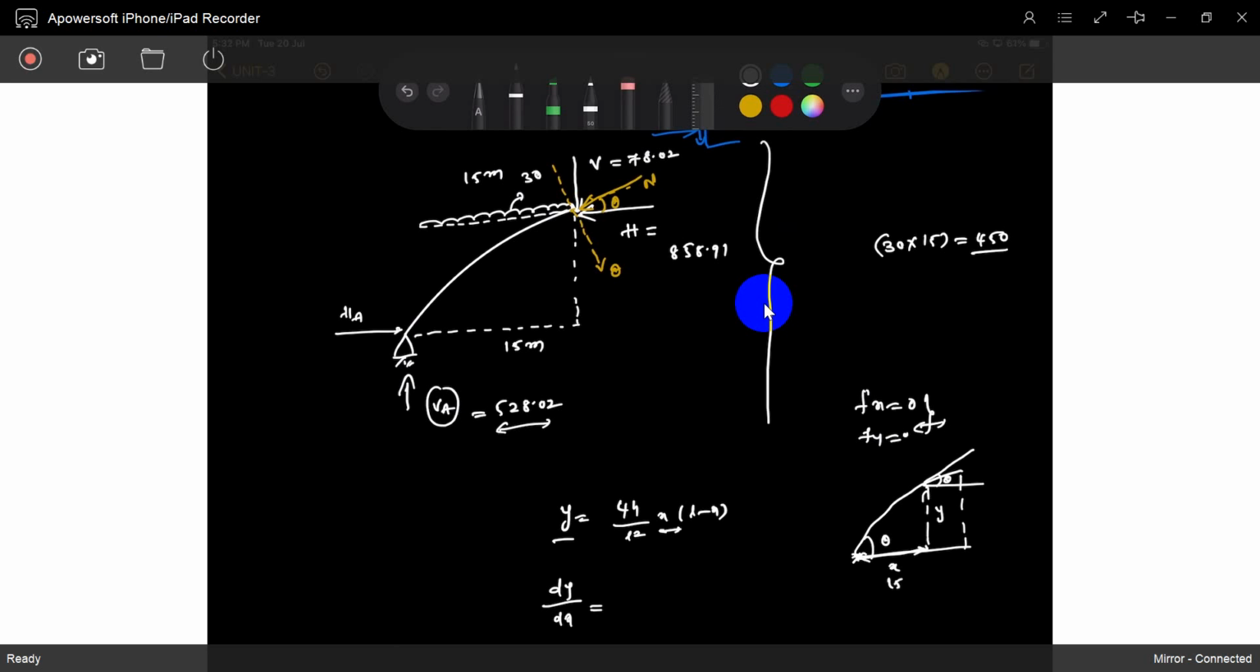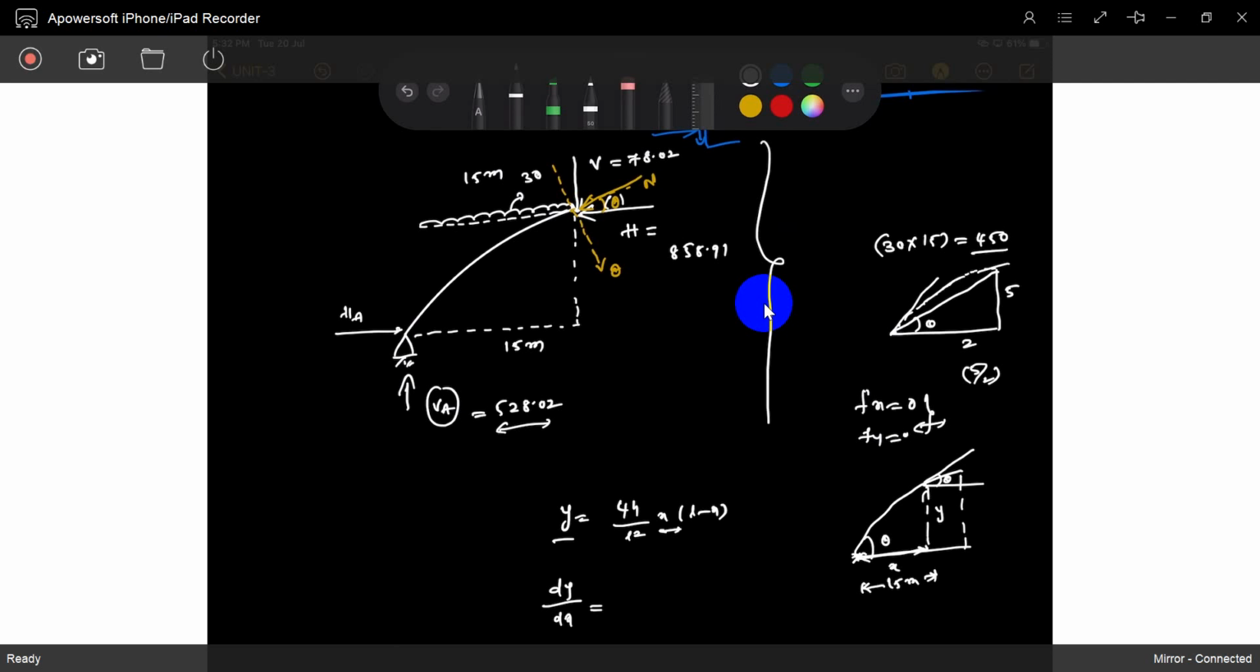It is at 15 meters. At 15 meters, what is theta? If you take a straight line, with 5 and 2, y by x gives theta. But it is not a straight line, it is parabolic. So every location theta is changing. We have to take the change in slope at that location.